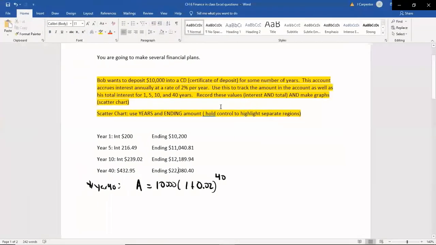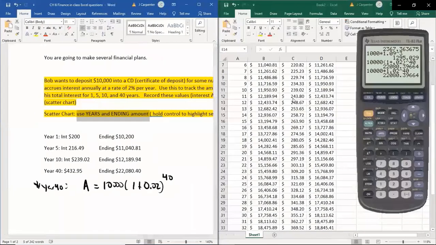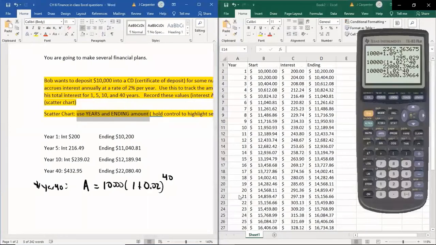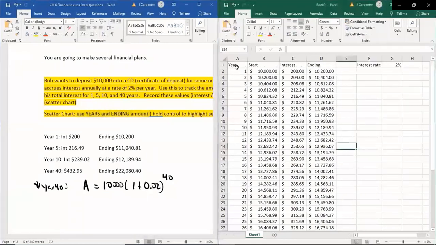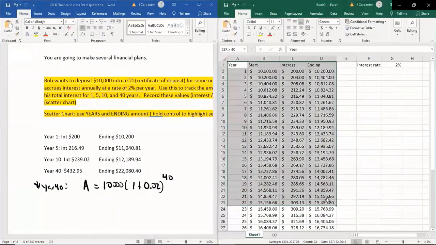Next, we said to make a scatter chart, make a graph out of this using the years and the ending amount. So we're only going to track the ending amount each year, so how much money we actually have in the account. To do that, our years are in this far left column A, and the ending amount is in column D. Those are the only two things we want to highlight. I can't just drag all of it like that. We have to highlight the label and all 40 years.